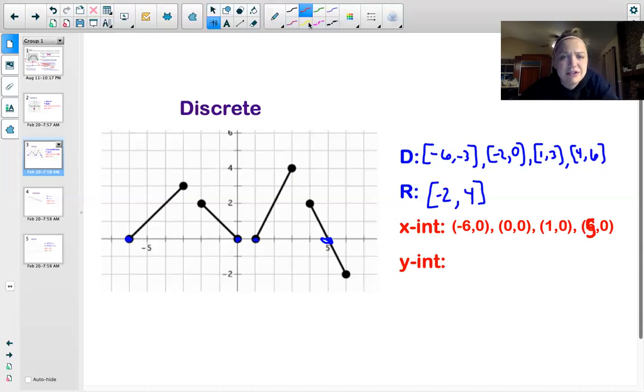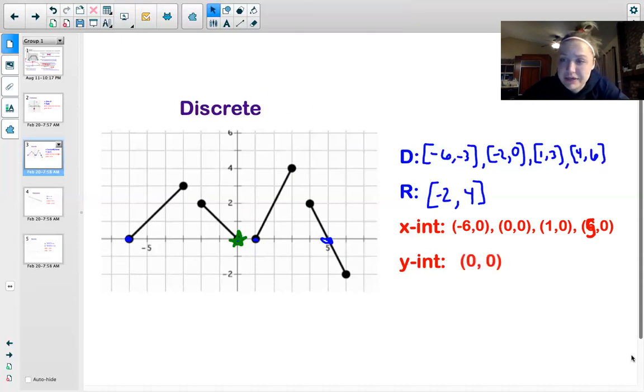Okay, let's do the y-intercepts now. There is actually only one y-intercept, that star, and that is to the right 0, up 0. Okay, we did our second example. We got 2 more, and then I'm going to throw you out to do your homework for tonight. So make sure that you're following along. Ask questions if you've got them, and by ask questions, I mean email me.